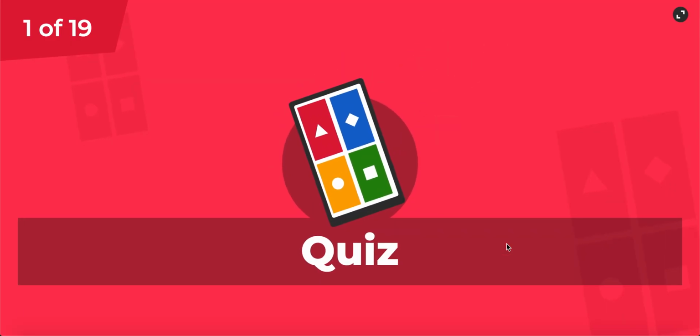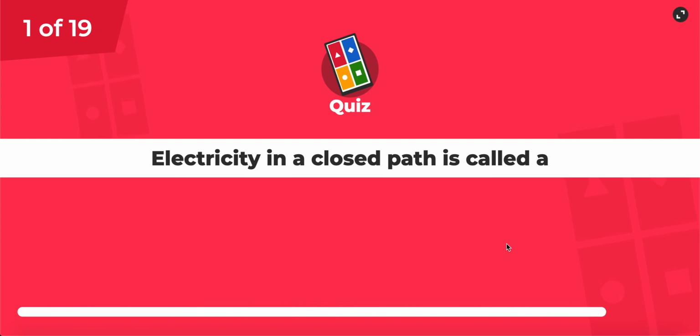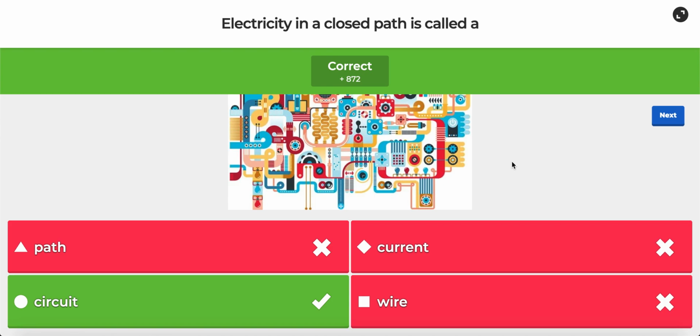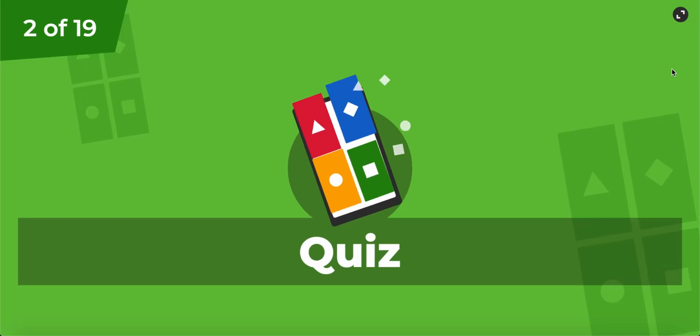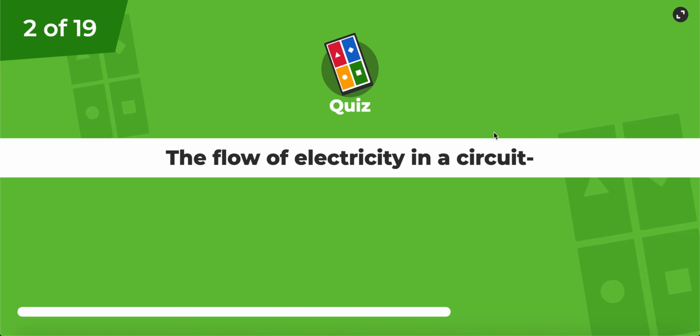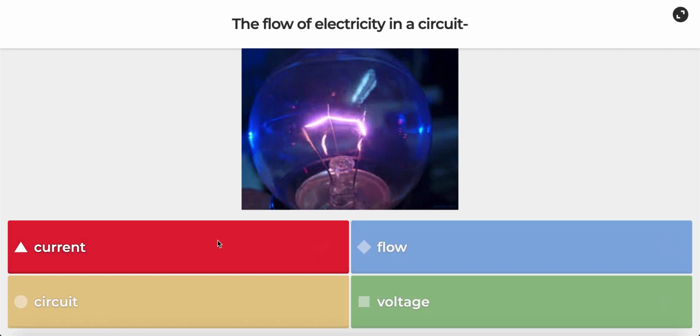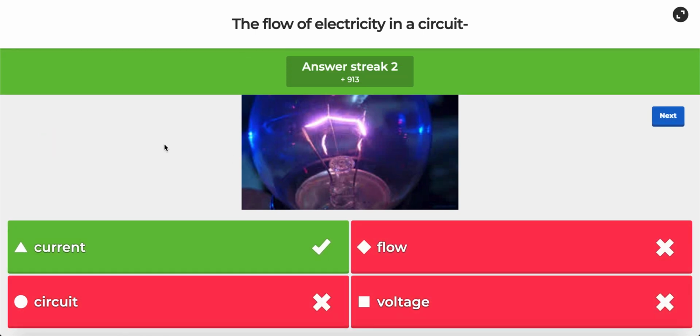So, with our first question, electricity in a closed path is called, well, if you have the closed path and you have electricity flowing through it, that is going to be a circuit. All right, next up, the flow of electricity in a circuit. So the actual flow itself is the current. When electrons are moving through a material that is conductive, or a conductor, that is going to be current.